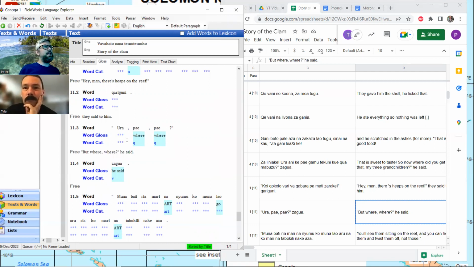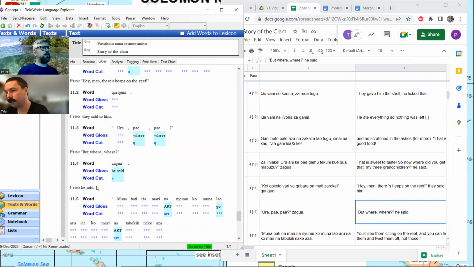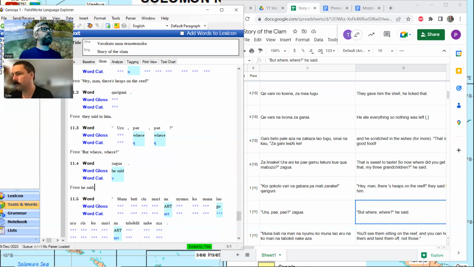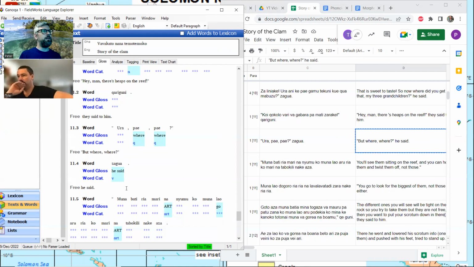Ura, pai. But where? Okay, ura. I want to get that elsewhere. We see ura a fair bit, not always meaning the same thing necessarily. I think it's like a discourse particle, probably. Kind of like a "wow." "Wow" is an example of a discourse particle. Ura does not mean "wow," but it's kind of like "hey" or something we might say in English.